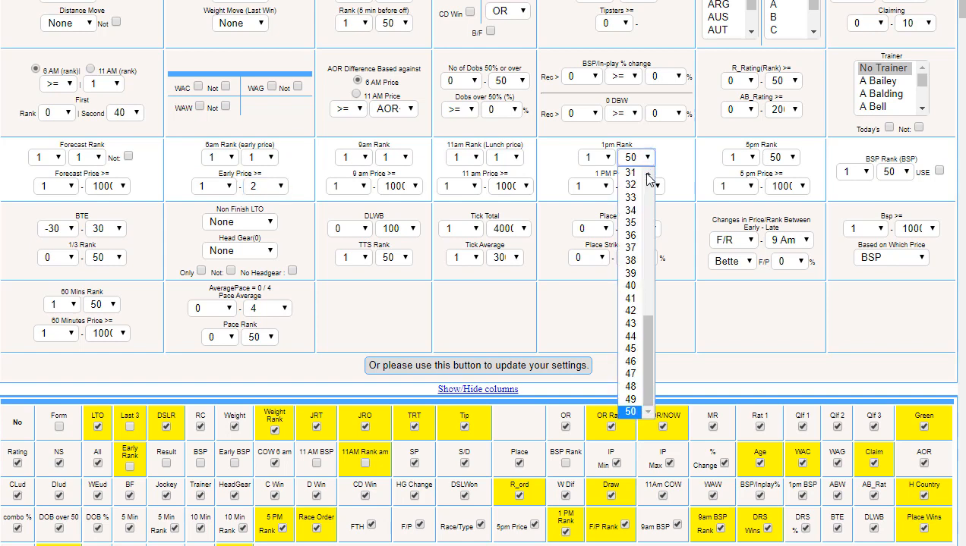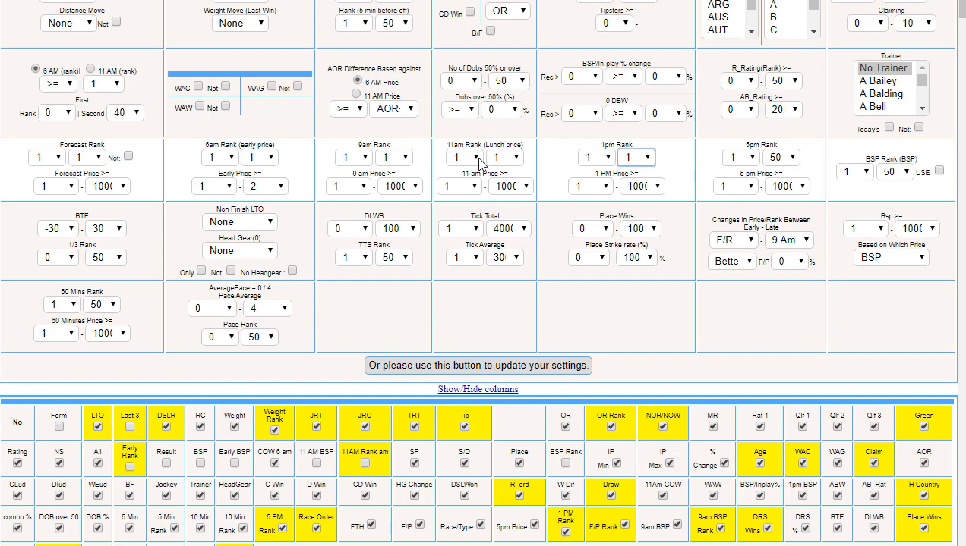So if you select 1 p.m. rank and select update, it will not show any runners until the 1 p.m. prices and ranks are in. So if you selected that now, you won't see any runners appear below, and that's the same with that one and the 9 a.m. rank. And the 6 a.m. rank, it wouldn't matter anyway, because you wouldn't see much before that time. But the 11 a.m. rank is slightly different.